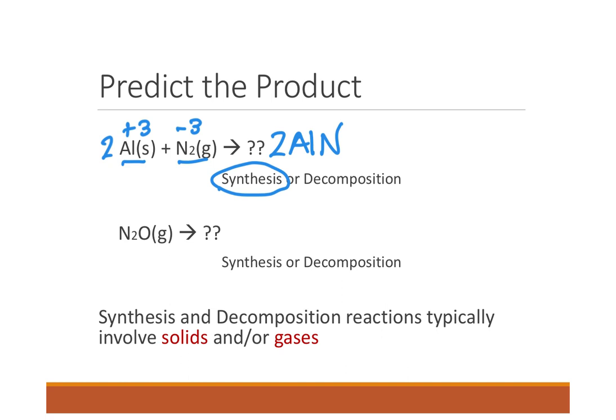With this second reaction, we're starting off with dinitrogen monoxide. And so it is a compound, and it will break down then into nitrogen, a diatomic element, so it'll be N2, and oxygen, another diatomic element, so O2. So to balance this equation, we'll have to put, again, some coefficients here in front. And this is our decomposition reaction. So in general, synthesis and decomposition reactions are ones that are going to involve solids and or gases. They're not as likely to occur with anything in aqueous solution. So this is my overview of these first two types of chemical reactions, synthesis and decomposition.